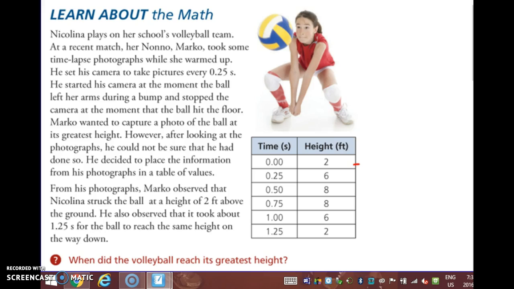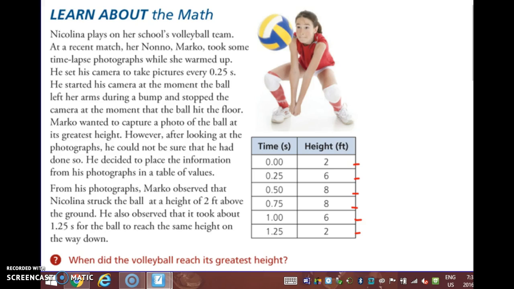After 0.25 seconds, it's 6 feet in the air. At 0.5 seconds, it's 8 feet in the air. At 0.75 it's 8. At 1 second, it's back down to 6 feet in the air, and after 1.25 seconds, the height is at 2 feet.